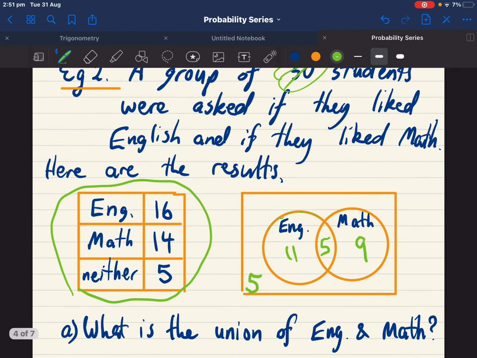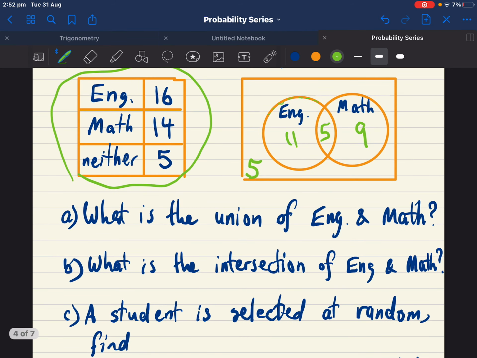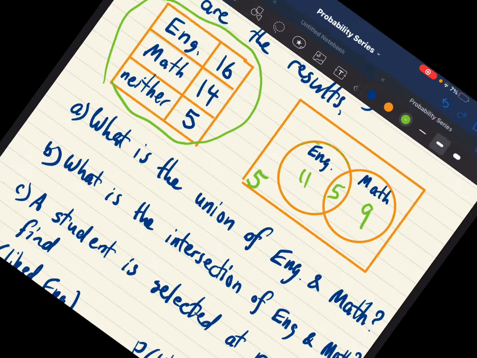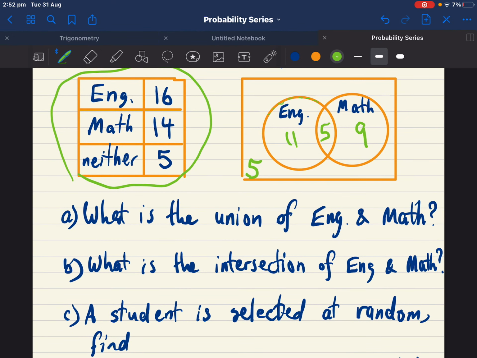Once you have the Venn diagram, any sort of probability type questions or just counting up questions are pretty basic. Part A, what is the union of the English and maths set? So remember, the union is the combined. So it's asking us how many students liked English and or maths. In this particular case, we're just adding up all the people that belong to those 2 circles or those 2 sets. How many elements are in those 2 sets combined? And so we're just plussing some numbers together, and you end up with 25.